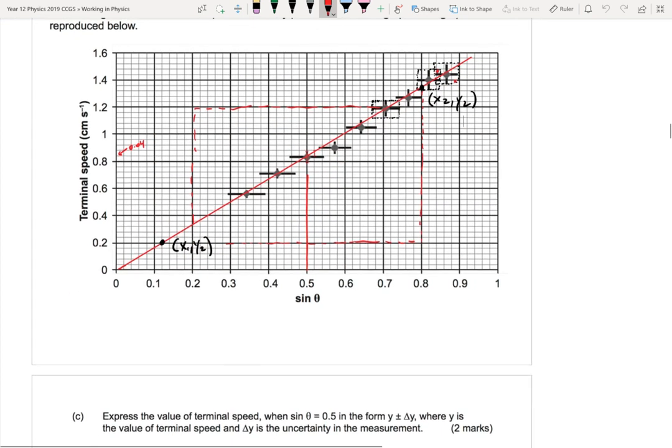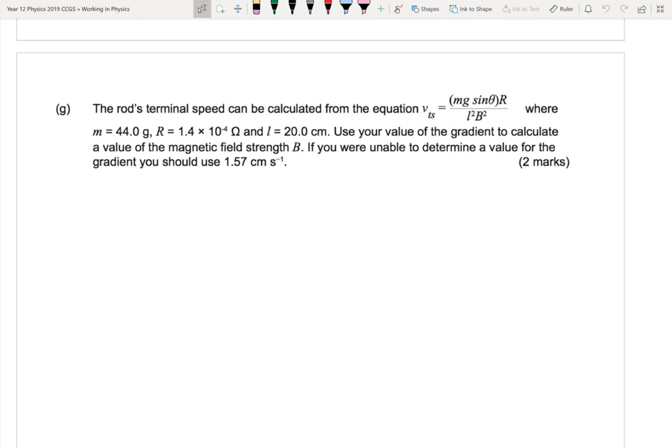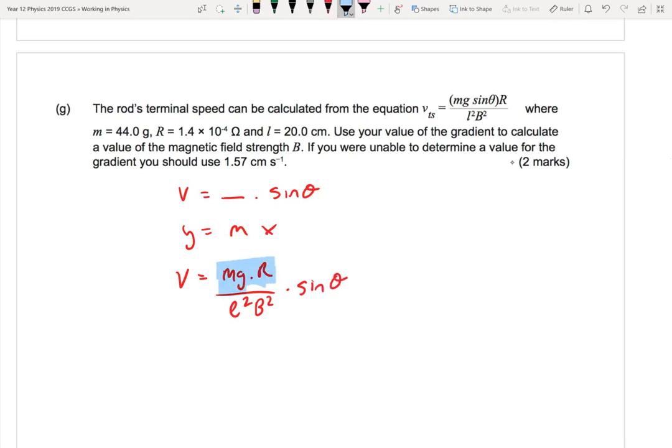Alright, just before we go on, obviously the reason we give you guys data is that you might want to linearize it. We've got this in the form V equals something times sine theta. That's your y equals mx. So we need to get sine theta out on its own. So that's V equals mgr on L squared B squared times sine theta. So gradient equals that. I will leave you to determine, you know, you've been given M, you've been given G, you've been given L, you've been given R, I think.